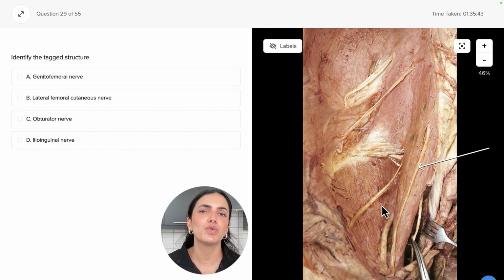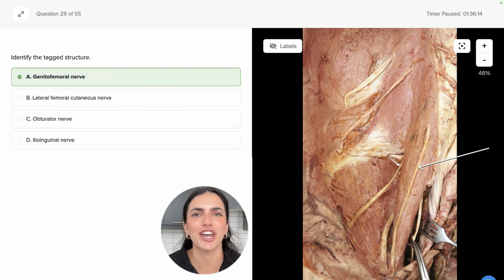The genital branch will travel to the genital region, where it will innervate areas of the mons pubis, of the labia majora in females, as well as the lateral regions of the scrotum in males. The genital branch also provides motor innervation to the cremaster muscle, so it's super important for the cremaster reflex. So back to our question here, identify the tag structure. The tag structure is going to be the genitofemoral nerve.